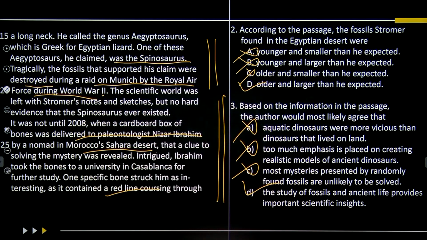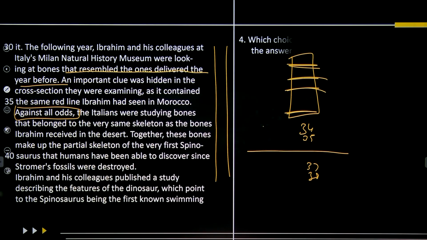So one of these Aegyptosaurus he claimed was the Spinosaurus. Tragically, the fossils that supported his claims were destroyed during a raid on Munich by the Royal Air Force during World War II. So now the study of fossils and ancient life provides important insights, and here he says the scientific world was left with Stromer's notes and sketches, but no hard evidence that the Spinosaurus ever existed. So now you see that the study of fossils and ancient life provides important insights is in line number 18 to 22.